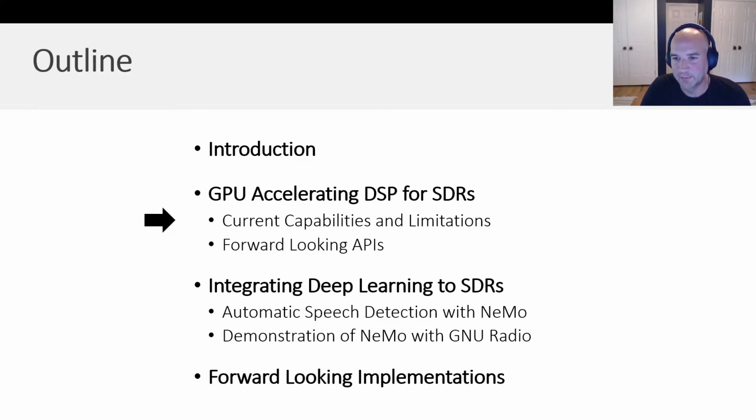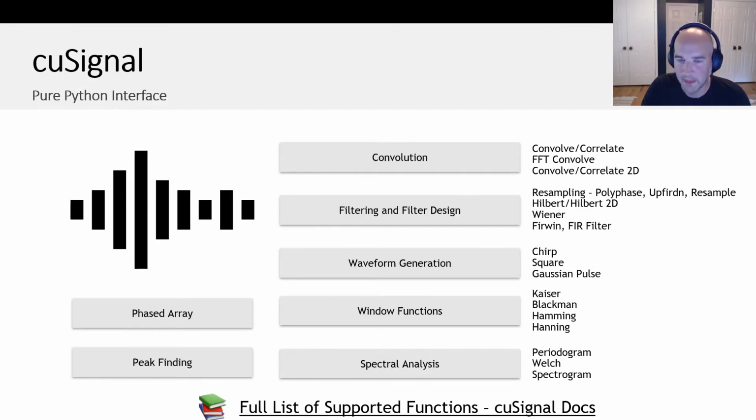So we plan in this part of the talk to go over the current capabilities and limitations of the software products targeting signal processing and its connections to the GNU Radio community, and in addition, give some forward-leaning information about future APIs that NVIDIA are working on to push this community forward. So one of the libraries that you may be familiar with is CuSignal. Full disclosure, I am the creator of CuSignal.